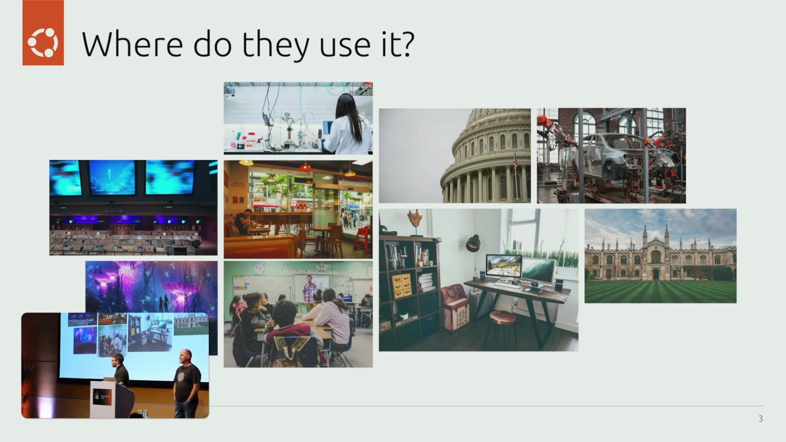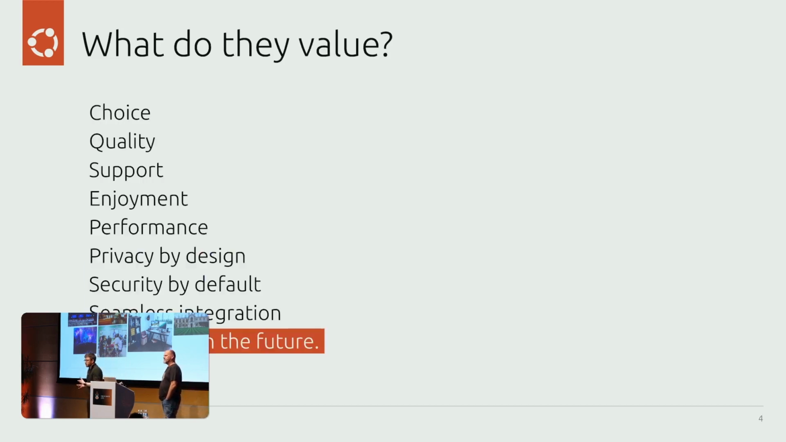And so rather than target individuals or individual use cases, we think about these things in terms of values. We think about things like choice, hardware availability, HP, Dell, Lenovo, thinking about things like RISC-V, thinking about the Raspberry Pi, thinking about virtual desktops. Quality, I think, speaks for itself and something we keep driving to raise the bar on. Support, enjoyment, performance is something that we spend a lot of time on. One of the most important qualities of Linux is the way it brings out the most in your hardware.